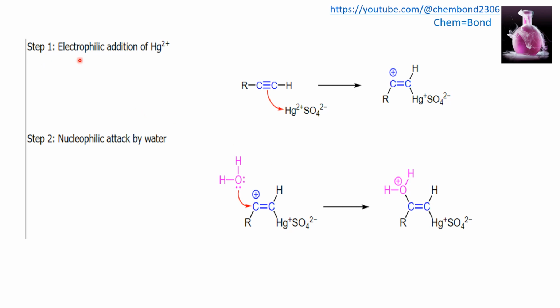The mechanism will be discussed. First is the electrophilic addition of mercury ion. The mercury ion, having a positive charge, will combine with the triple bond, or pi electrons, of the carbon-carbon triple bond. One of the triple bonds breaks, so it will produce a positive charge on the other carbon.